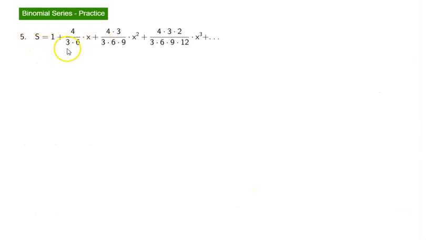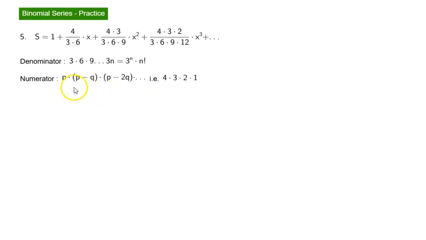S is equal to 1 plus 4 by 3 times 6 x plus 4 times 3 by 3 times 6 times 9 x square and so on. Now here the denominators are 3, 6, 9, product up to 3n, which can be written as 3 to the power of n times n factorial. And the numerator, that is p times p minus q times p minus 2q and so on, is 4 times 3 times 2 times 1.